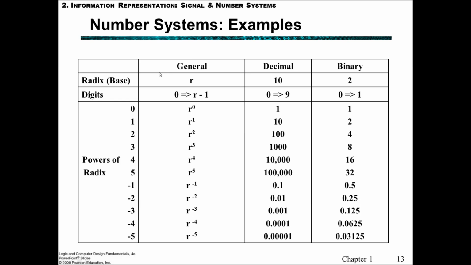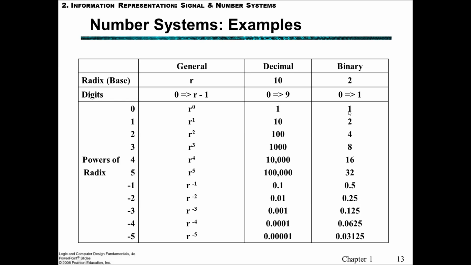And all that would give you 123.45. So here are some number system examples for the decimal case and the binary case. The decimal case is obviously something you're familiar with, where the radix is 10, then r to the 0 is 1, r to the 1 is 10, r to the 2 is 100, r to the 3 is 1,000, and so on. And then r to the -1 is 0.1, r to the -2 is 0.01, and so on like that.